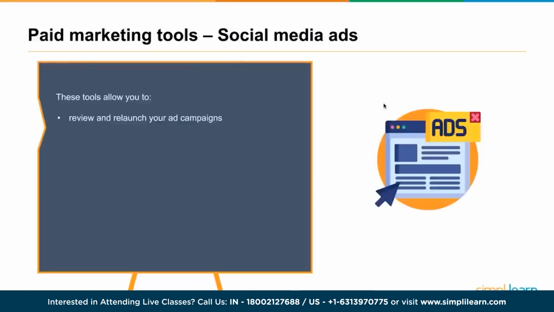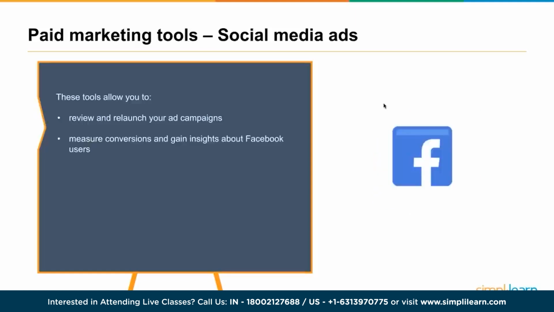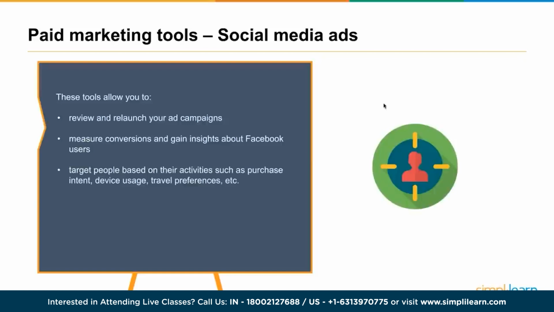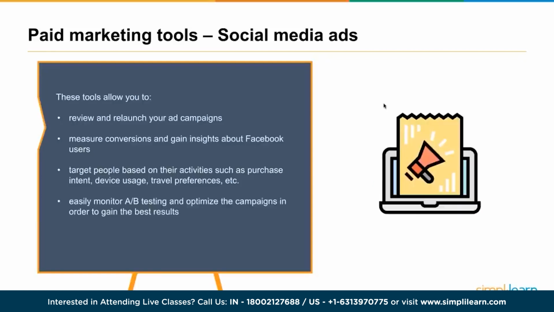With social, like display, it's all about targeting our audience. For some of the tools, like on Facebook, we can review and relaunch our ad campaigns based on target audience. We can measure conversions and gain insights, in this example, about Facebook users. How are our users interacting with our ads? Then we want to target people based on their activities, such as purchase intent, device usage, travel preferences, etc. Social allows us to do that. And with Facebook, as an example, we can monitor any A/B test we run. For example, if we're running a call to action test, we can measure the results of that right in Facebook.